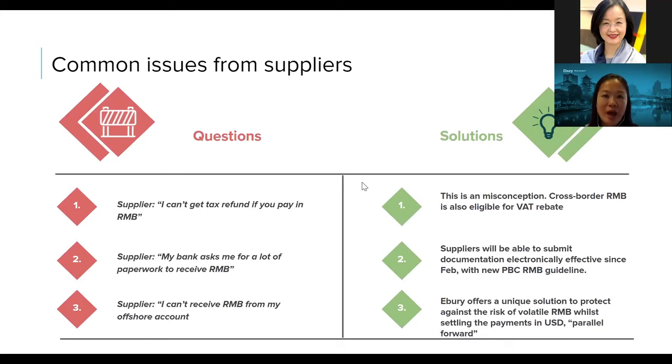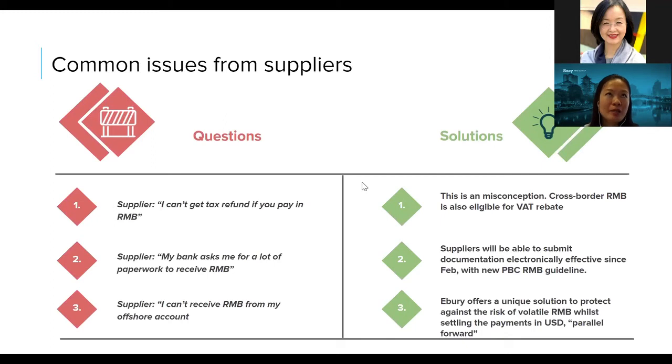So a lot of suppliers have the misunderstanding: okay, if I export in RMB and I receive RMB, that's my local currency, would I lose my VAT rebate? Actually that's not the case. As long as you receive this RMB from outside China, it's also considered a foreign currency, and you can get your VAT rebate as well. Another common issue is whether they will have to do more paperwork with their bank, but this should be easier now based on the new guideline that was released last year from PBOC, which I explained previously.